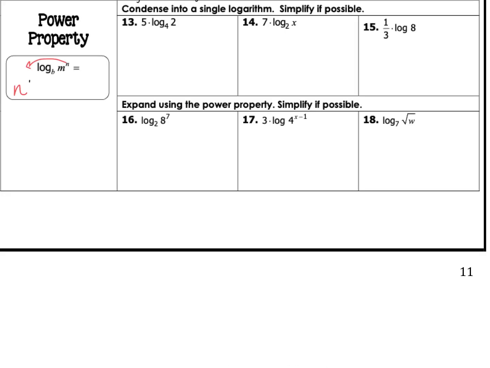So the n comes out in front, and I'm left with log base b of m. So if there's an exponent on the of thing, then bring it out in front. So that's your rule: bring the exponent in front, okay?